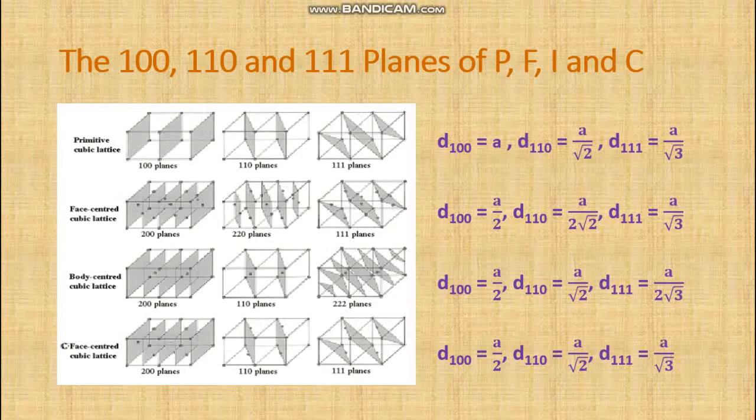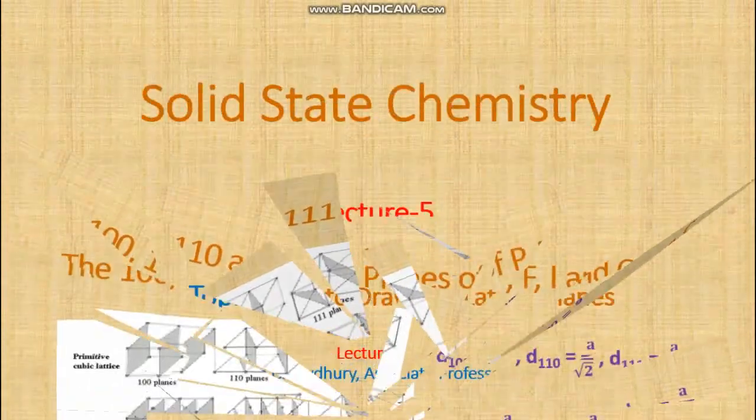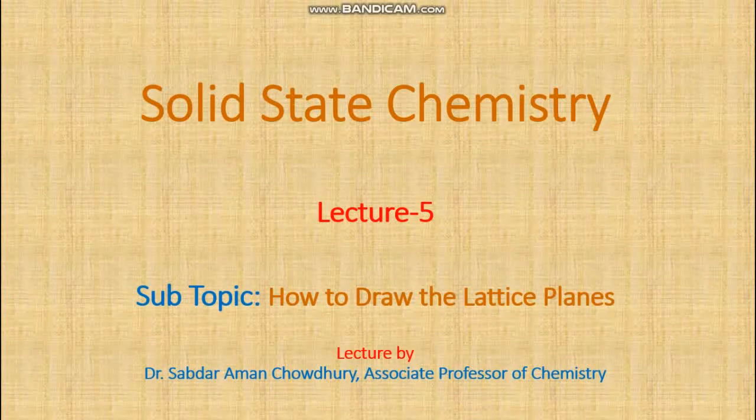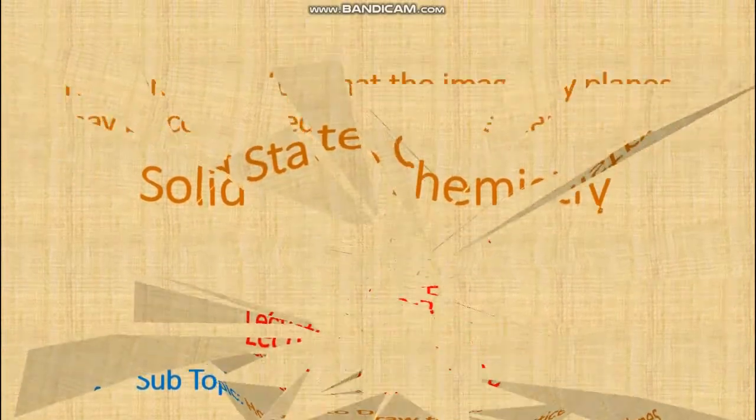Hello everyone. So this is the slide where I had finished in the last lecture, where the different lattice planes like 100, 110 and 111 for the 4 space lattices were drawn and their interplanar distances were calculated. Now our today's topic is how to draw these lattice planes. There have been some difficulties in drawing the lattice planes. So that is why our today's topic of discussion is the procedure how to draw the lattice planes.